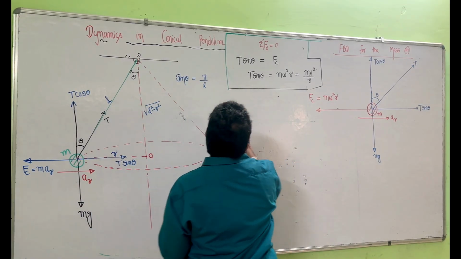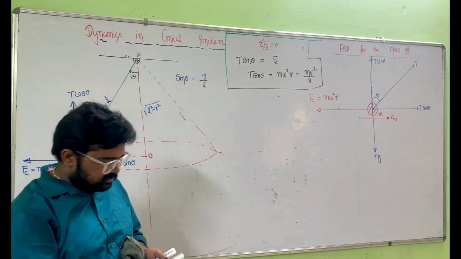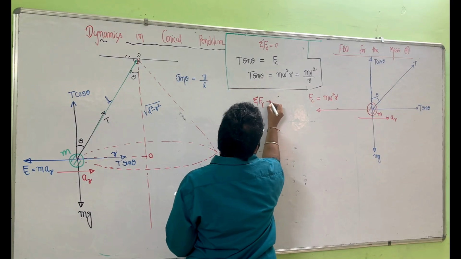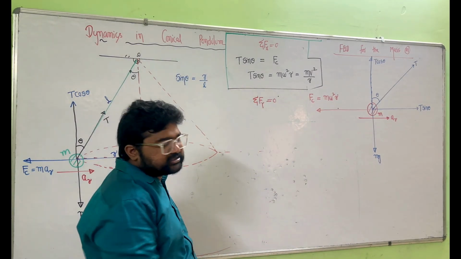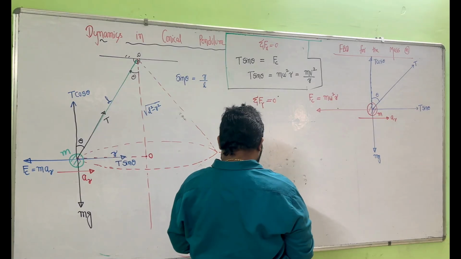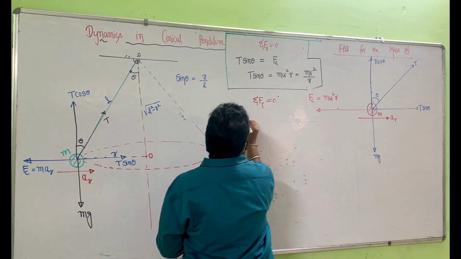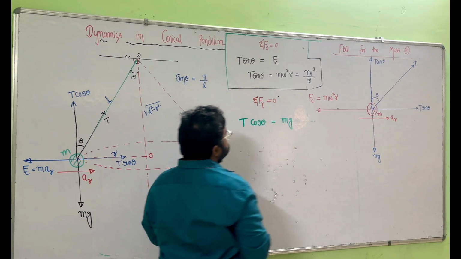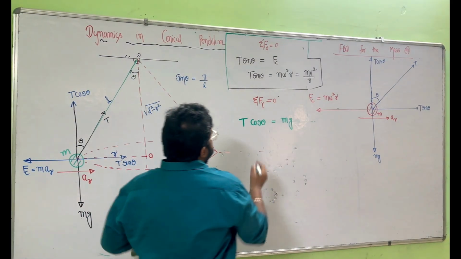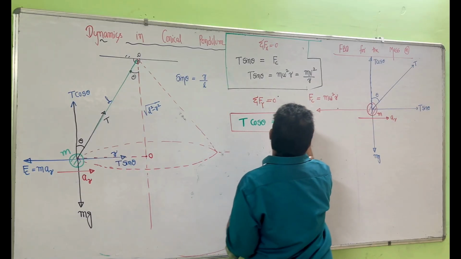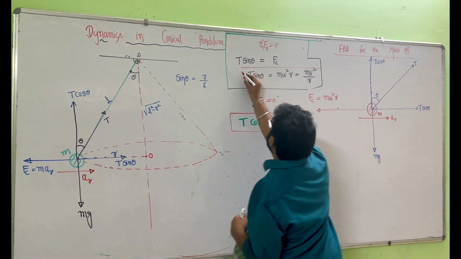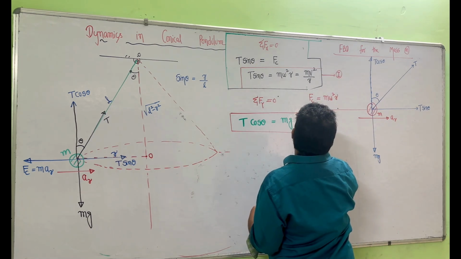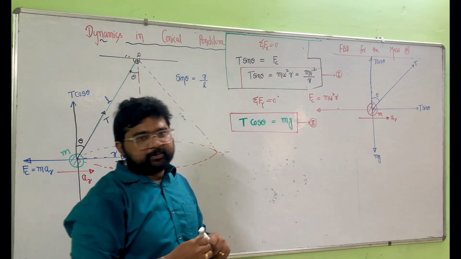So what about sigma Fy equal to 0? Sum of the upward forces equal to sum of the downward forces. First you should know how to draw the free body diagram properly. Then T cos theta can be written as mg. So this is equation number 1, and this is equation number 2.